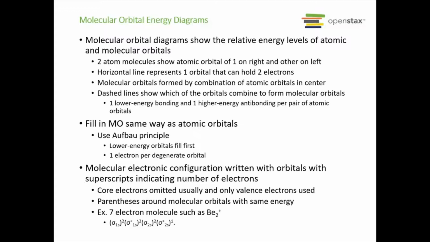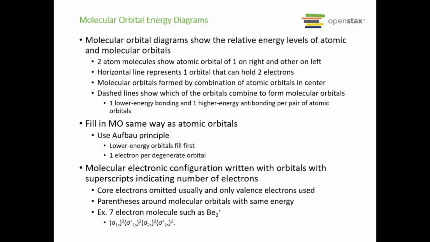We also have molecular electron configuration, and we do it with the orbitals, with superscripts indicating the number of electrons in the orbitals. A lot of times the core electrons are omitted, and only the valence electrons are used. We use parentheses around the molecular orbitals that have the same energy to show that they're separate.